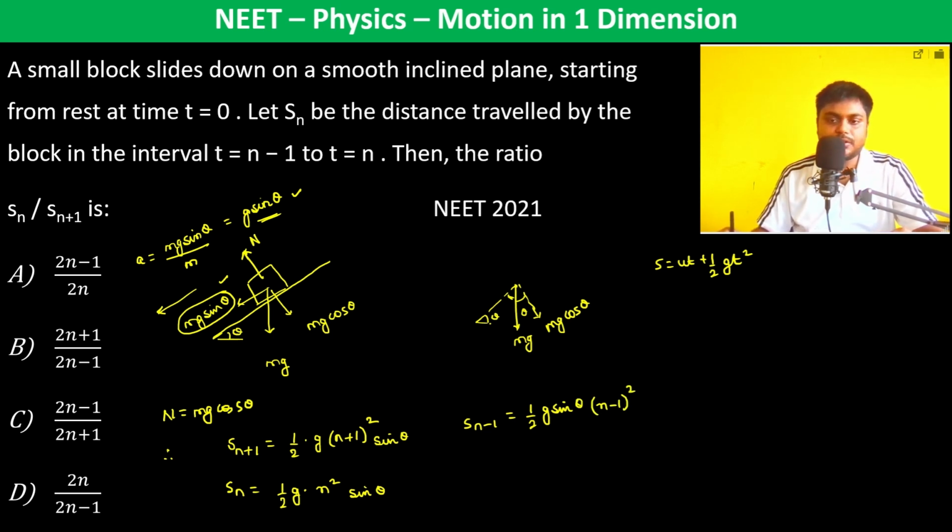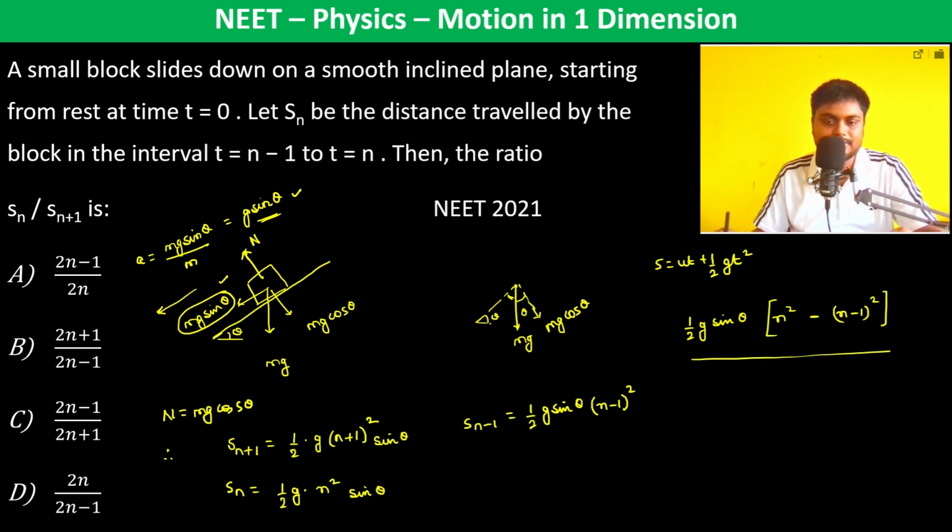Now Sn by Sn plus 1. So Sn is the distance traveled from n minus 1 to n. So therefore half g sin theta into n square minus n minus 1 whole square. This is Sn, because till the nth second it is here, till n minus 1 it was here. So the difference between them is Sn. Now for n plus 1, it's going to be half g sin theta into n plus 1 whole square minus n square. These both are gone.